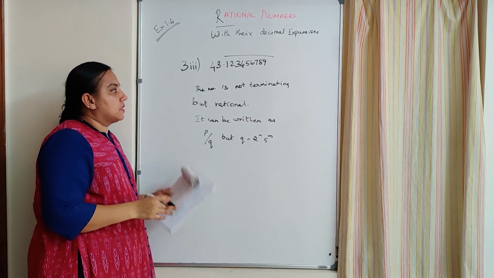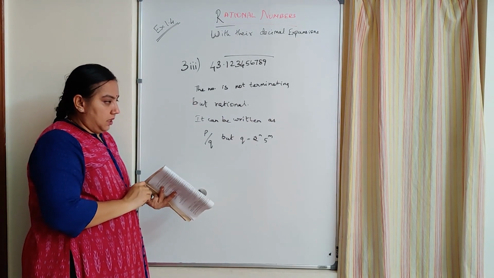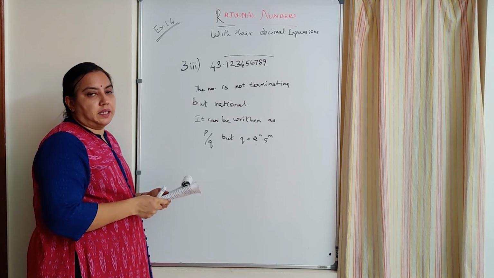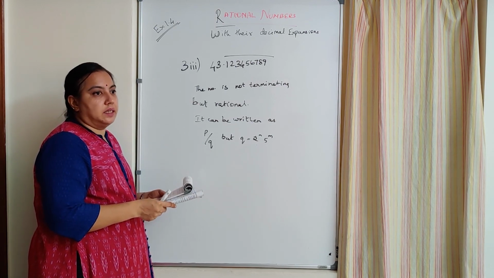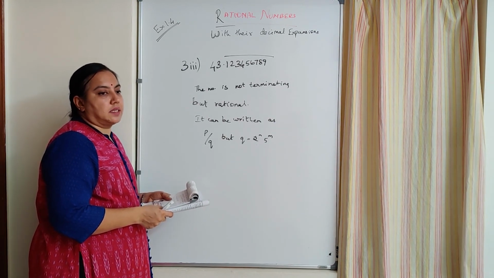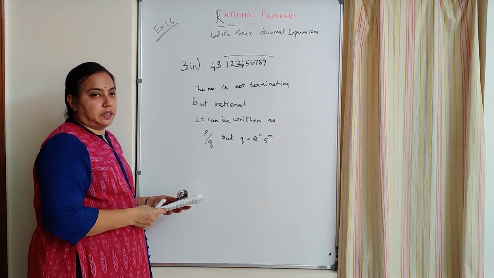That's it. So this is the way we tell whether a number gives a terminating result or a non-terminating decimal. That's the end of irrational numbers.